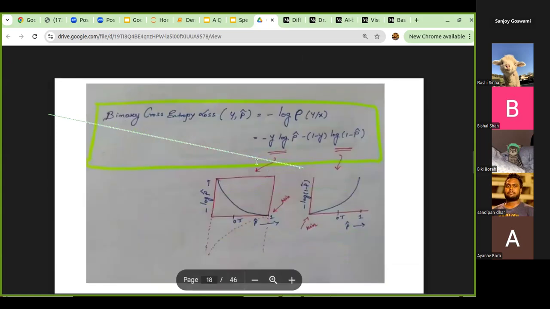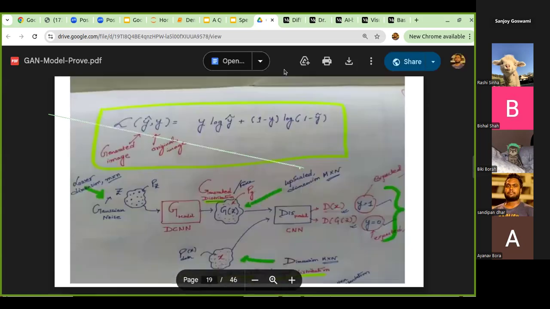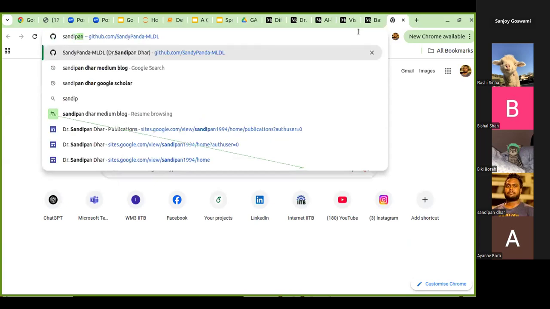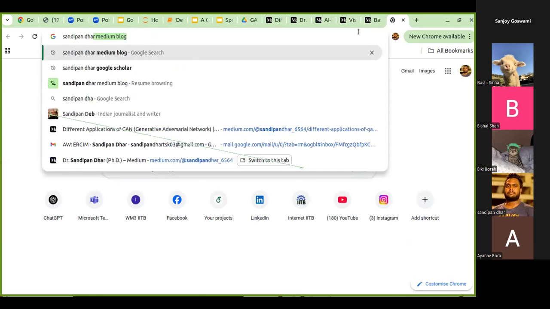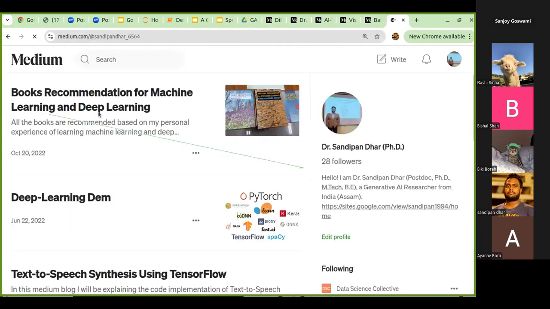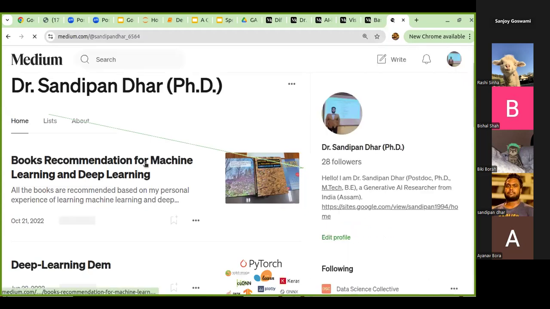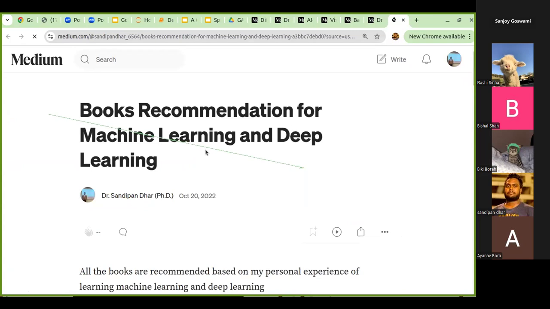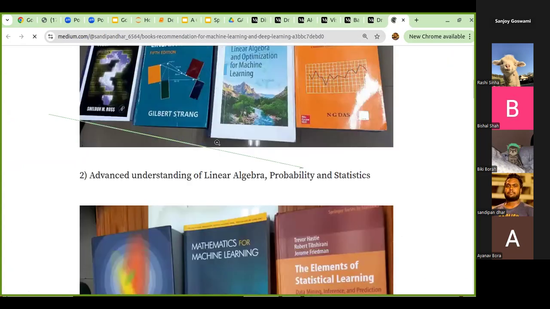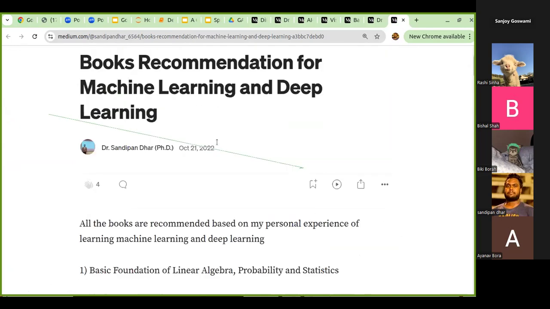Now see, this is a handwritten note. If you search with my name, Sandipan, the Medium blog, you'll get all this information. I've written it down over here. Which books to study to go deeper into AI, machine learning, deep learning, all these things I have just mentioned over here. So these books are not required for you because they are for masters or PhD scholars.